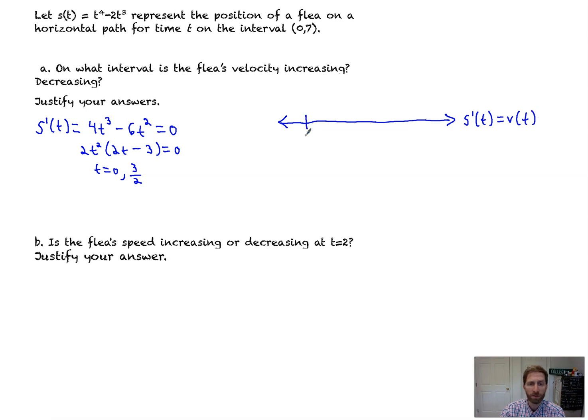And we're going from 0 to 7 here. The only value I really need to check then is 3/2 because 0 is one of the endpoints right here. So let's test some values. 1. If I plug 1 into this velocity, I get 2. And then here I get a negative value, so it's going to be negative.